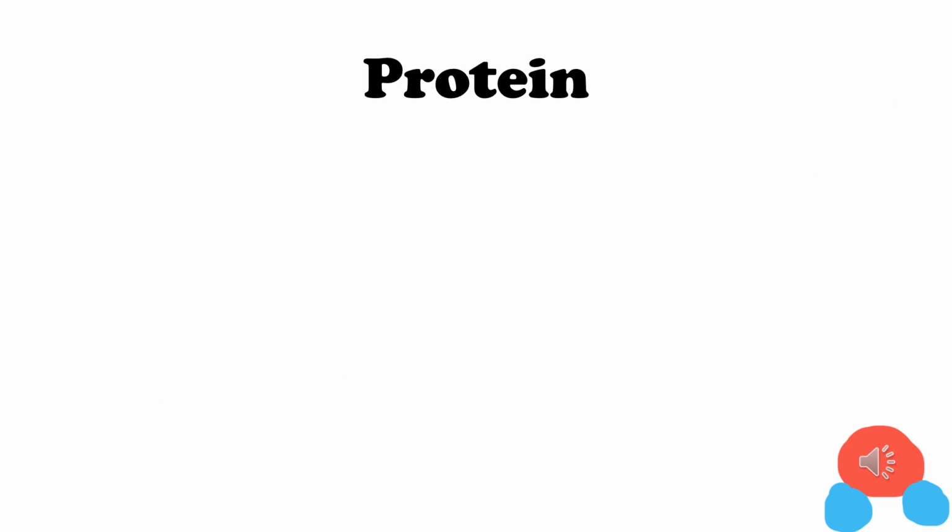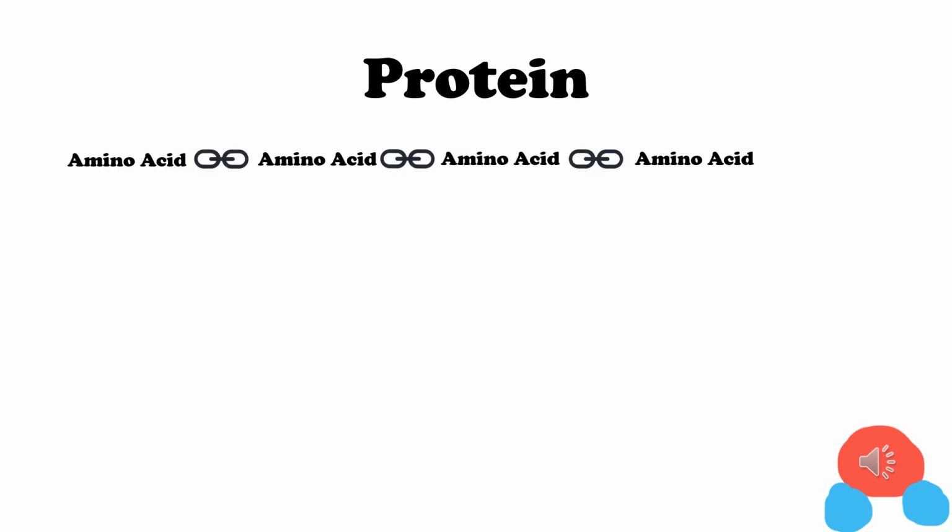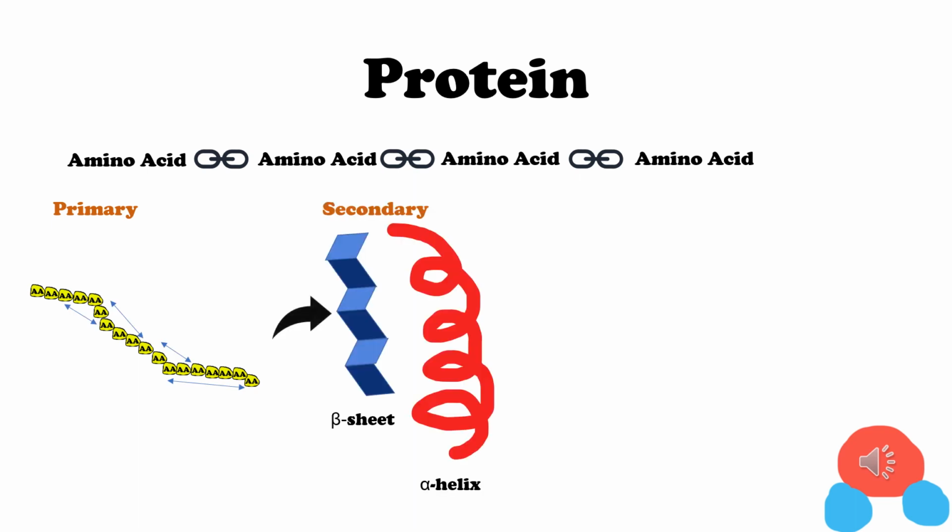Starting with proteins, they are made of amino acids chained together. There are four forms of protein structure. The first one of them is the primary structure, which is a chain of amino acids, as shown above. They're also known as polypeptides. When primary structures come together via hydrogen bonding, they fold into secondary structures like beta sheets and alpha helices.